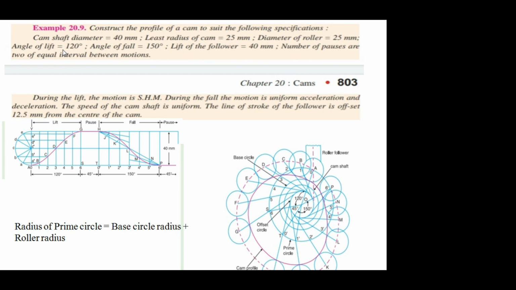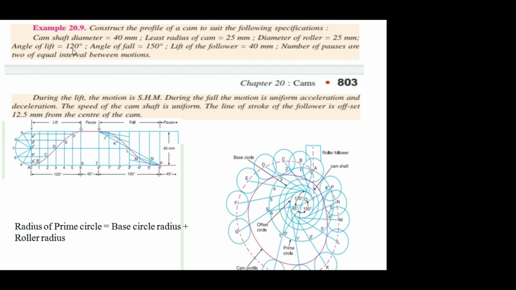Angle of lift, that is the angle of rotation of cam for the outstroke of the follower, is 120 degree. Angle of fall is nothing but the angle of rotation of cam for the return stroke of the follower. Falling means the follower will come from its topmost position to bottommost position, that is 150 degree. Lift of the follower is given as 40 mm. Number of pauses are 2 of equal intervals between the motions.